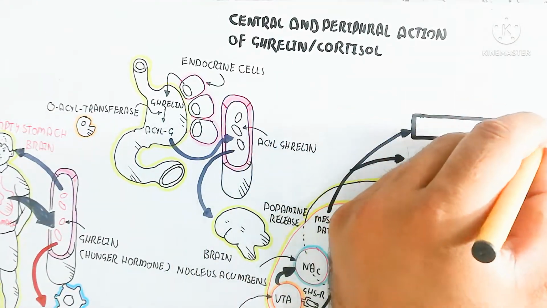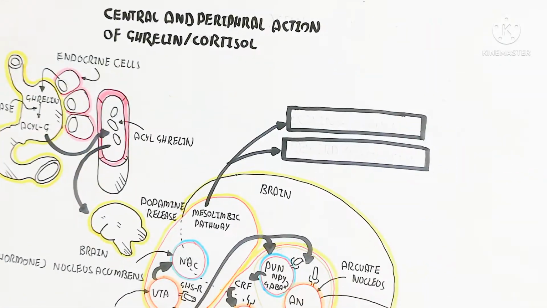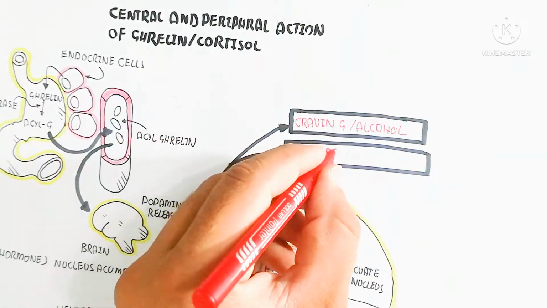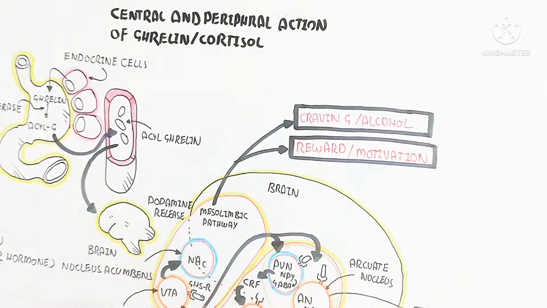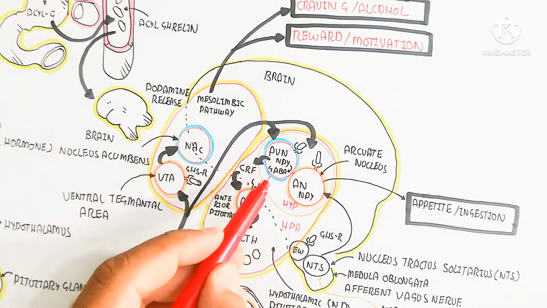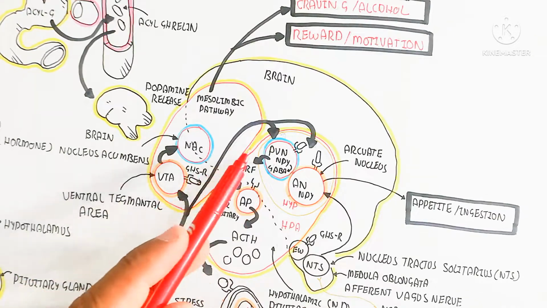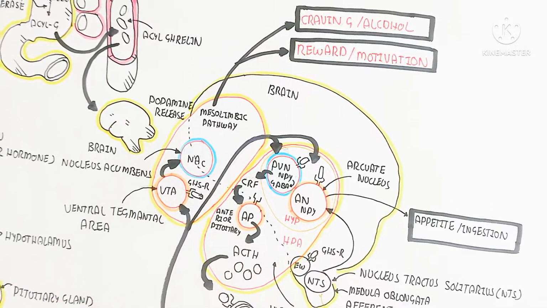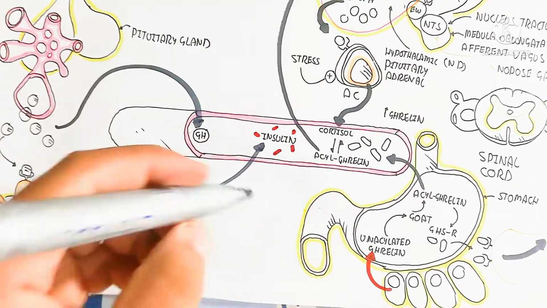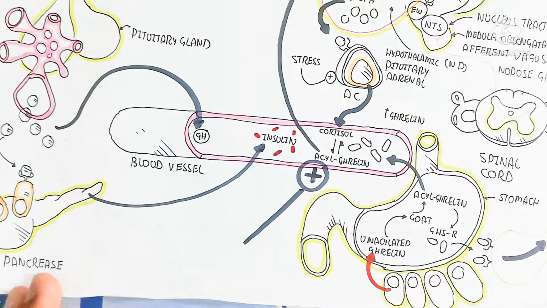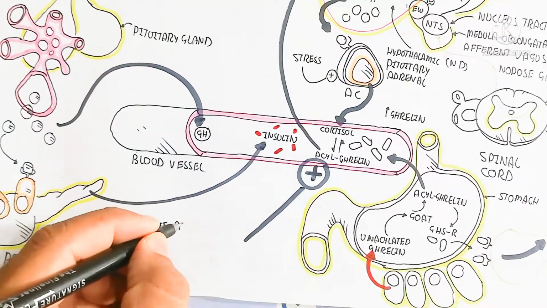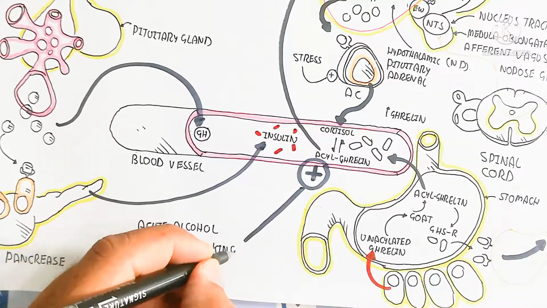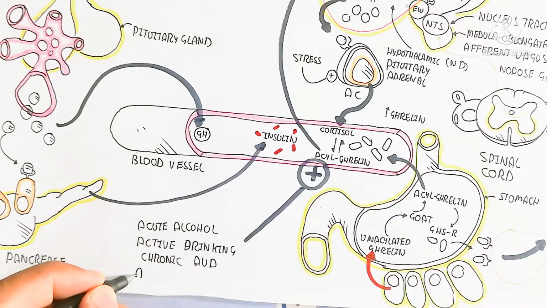So on the other hand, the dopamine is released from the mesolimbic pathway. This mesolimbic pathway will release the dopamine from the nucleus accumbens, and this will lead to craving and alcohol, more consumption, reward and motivation. On the other hand, remember the ventral tegmental area will trigger after the binding with the acetylcholine, to trigger the nucleus accumbens and the mesolimbic pathway, which will lead to craving alcohol. The limbic system will be activated.